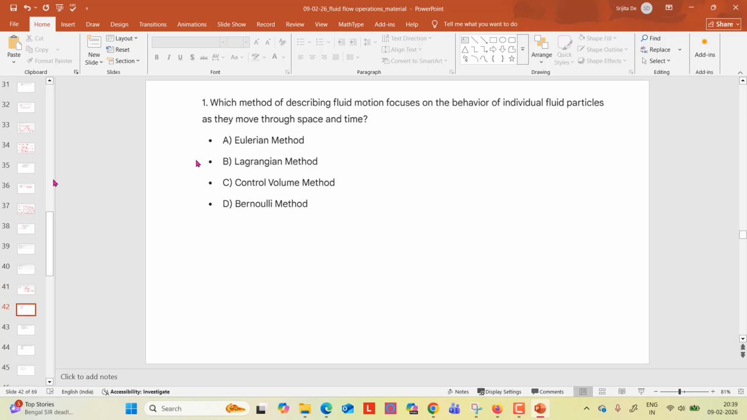Next, now I'll do some more mathematical problems. Which method of describing fluid motion focuses on the behavior of individual fluid particles? From the definition we learnt at the beginning of this session, Lagrangian mostly deals with individual fluid particles as they move through space and time, but Eulerian thinks of it as a flow field. So the answer is the Lagrangian method.